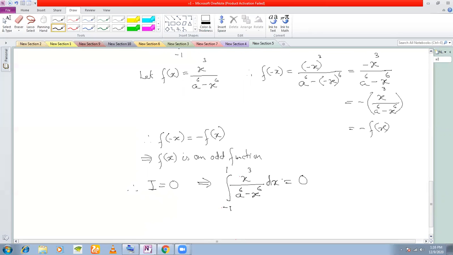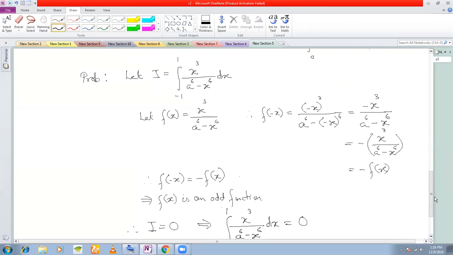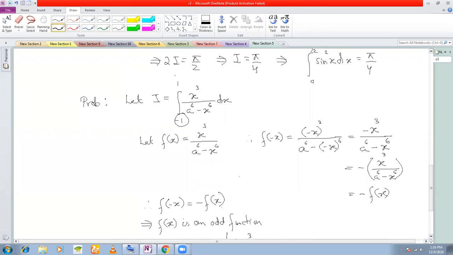So you see that without evaluating, we just checked for even and odd function and we got the answer. So remember, whenever you see a limit like this, minus a to plus a, always check whether this is an odd function or an even function. Is that clear? So I stop here for today.